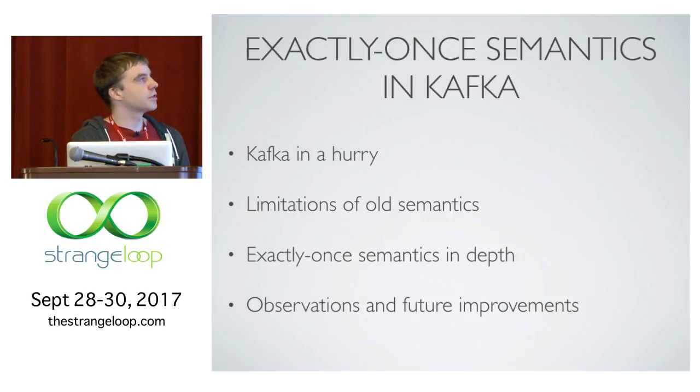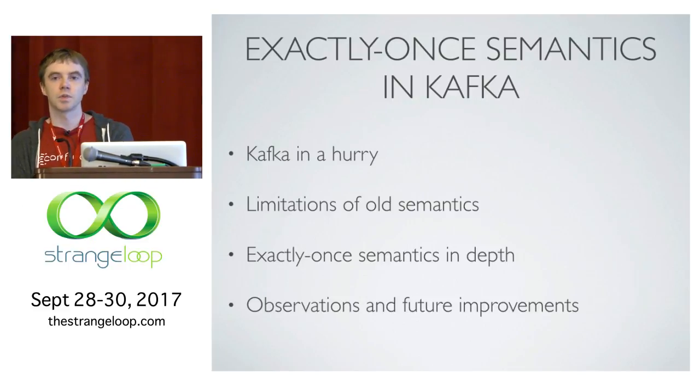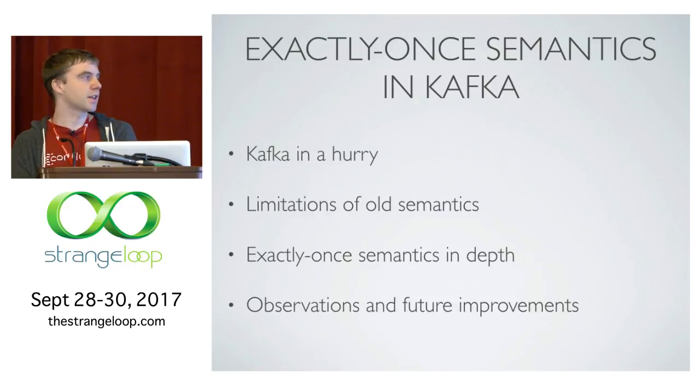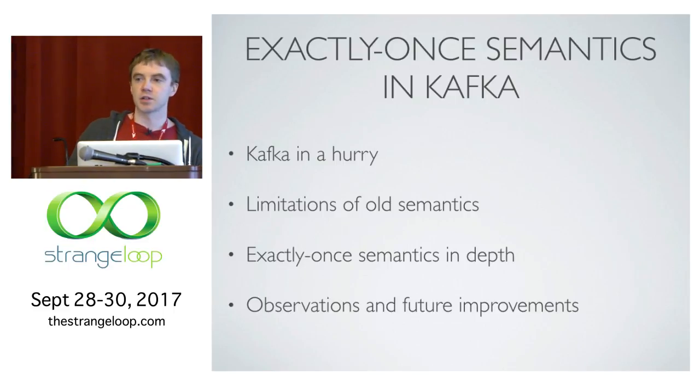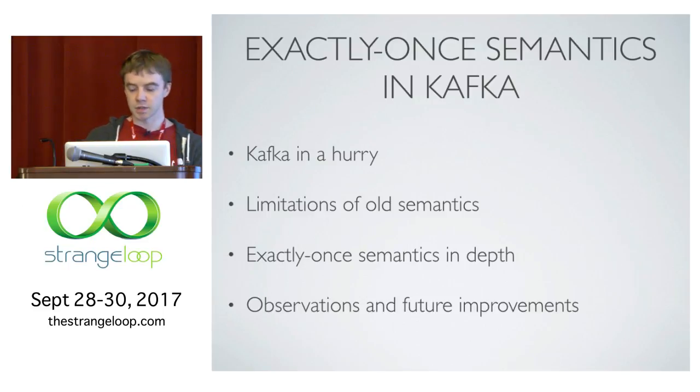So, a brief overview of the talk. I'm going to give an overview of Kafka just at the level that we need in order to talk about exactly once semantics. So I'm going to cover a very high-level overview. Then we're going to talk about the old semantics in a little bit of detail, just so we can understand where exactly they break down. And then we'll discuss exactly once semantics in some depth. And finally, if there's enough time, we'll go on to observations and some areas for future improvements.